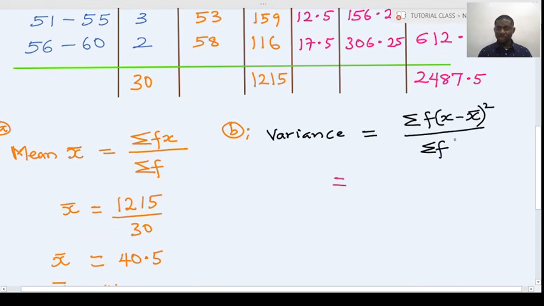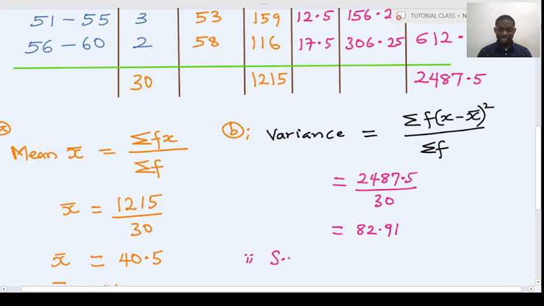Our variance then becomes the summation of frequency times the square of deviation, which is 2487.5, divided by the summation of frequency, which is 30. When you do that, it gives us 82.91. Let's just leave it at 91, which if we need to approximate, we approximate to 83, but let's leave it this way.